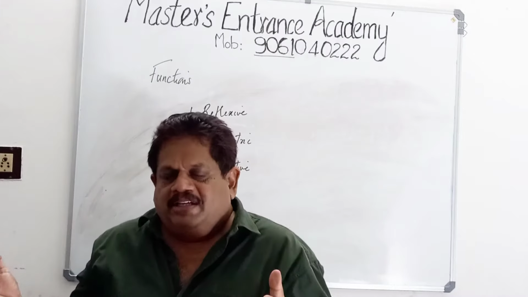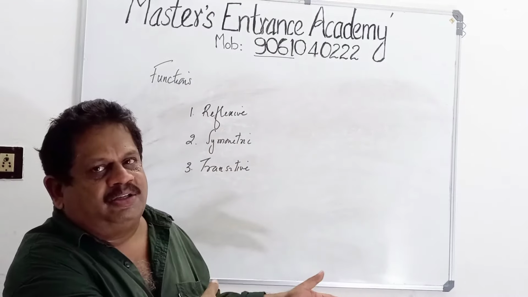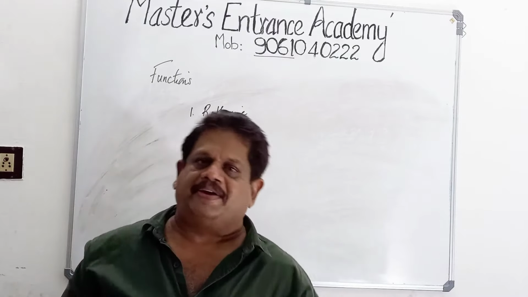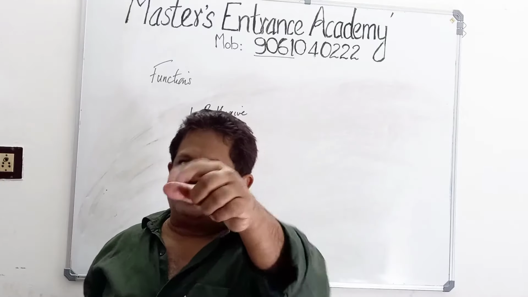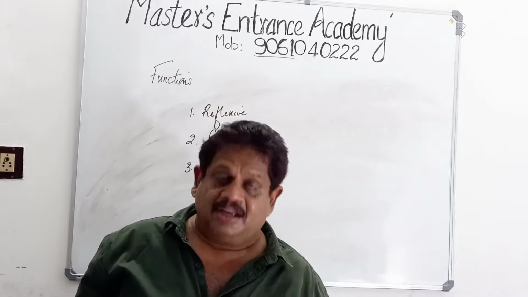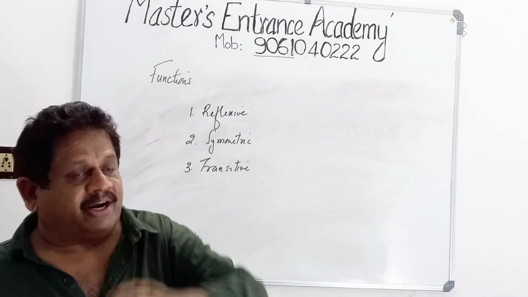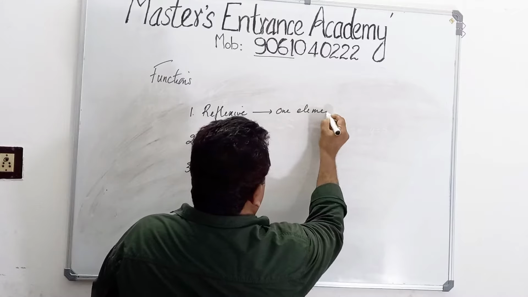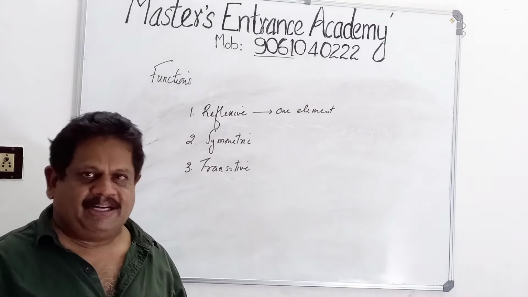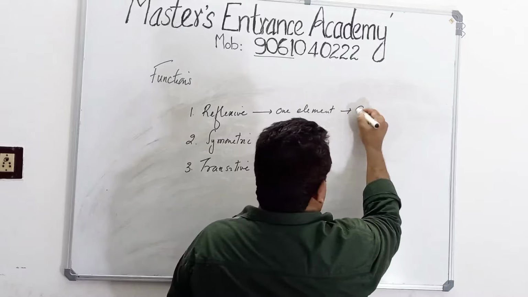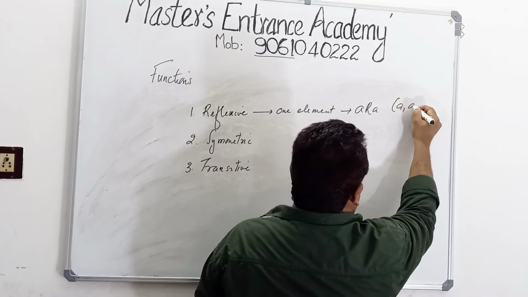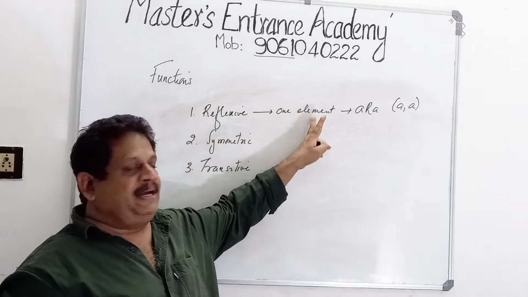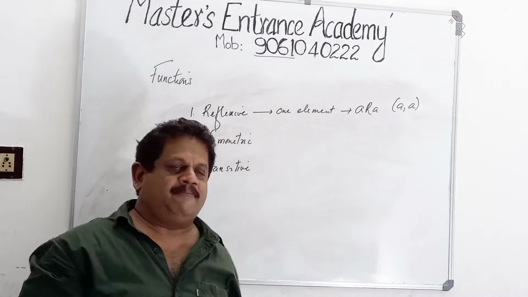Reflexive. Early in the morning, you come out and you go to your school and you just go in front of the mirror, you just comb your hair. Now, whom do you see there? It's you yourself, is it? So that means one and only one element is needed for reflexive. So A is related to A, which you will write as (A, A). So remember, reflexive is having one element, A is related to A, that means the image is also the same.